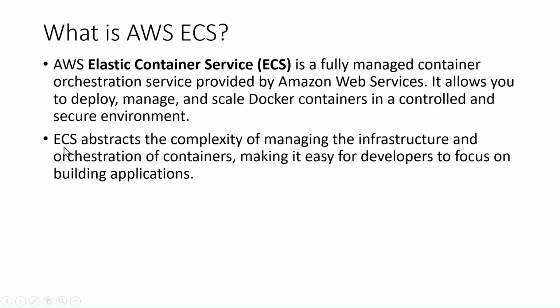Next, ECS abstracts the complexity of managing the infrastructure as well as the orchestration of containers, making it easy for developers to focus on building the application. In the traditional way, we used to keep monitoring the usage, how many users are trying to access the application, and what infrastructure is needed to process requests with minimal response time. We had to handle all the infrastructure manually. While deploying in ECS, the maintenance of infrastructure, networking, and security is taken care of by AWS, and it even does the automation.